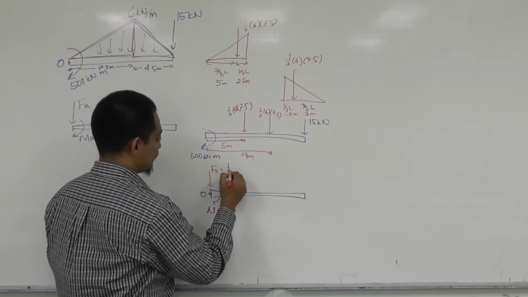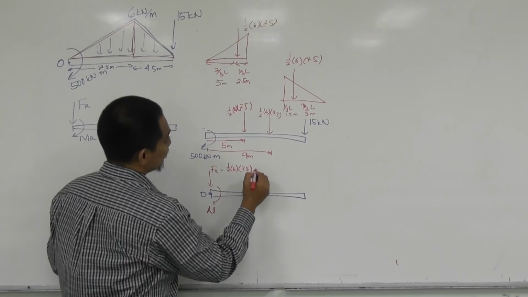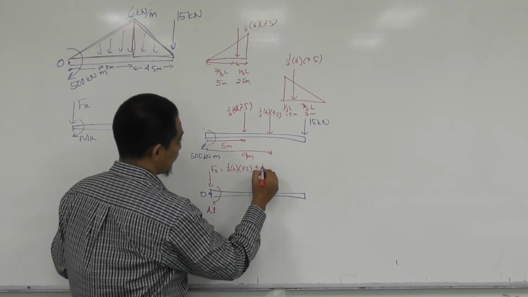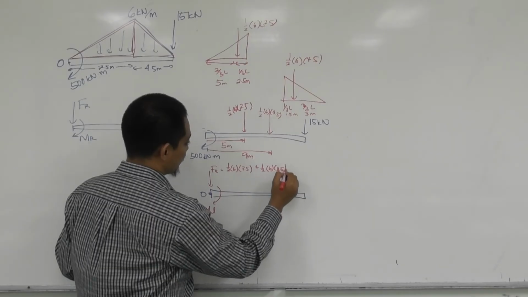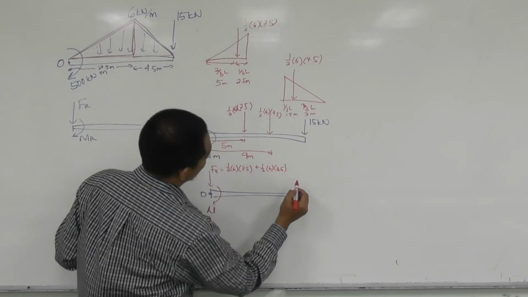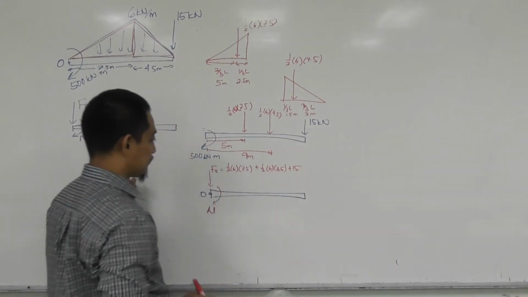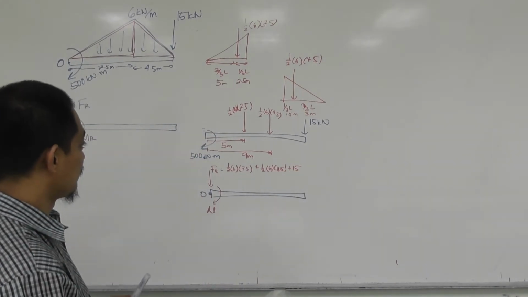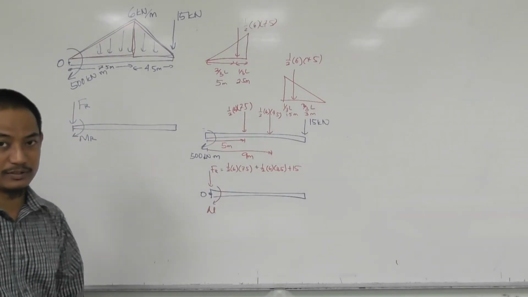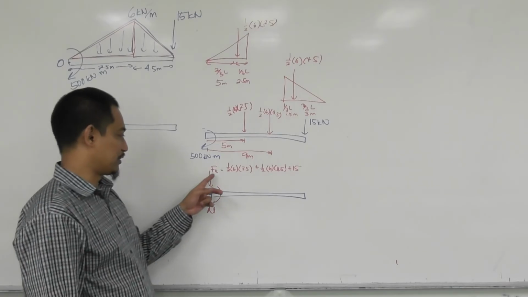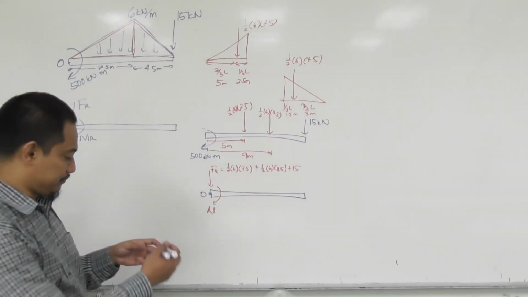So half times 6 times 7.5, plus half times 6 times 4.5, plus 15. That's basically the summation of all forces acting downwards, and I'm taking positive downwards.